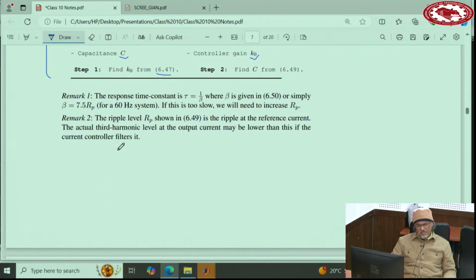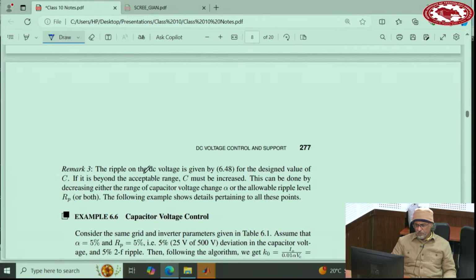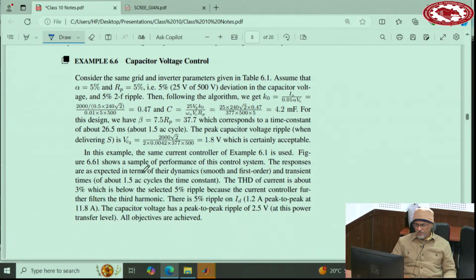Okay, there are some little details, but these are secondary. You can read later on your own. I don't want to spend too much time on them. Let's look at this example.